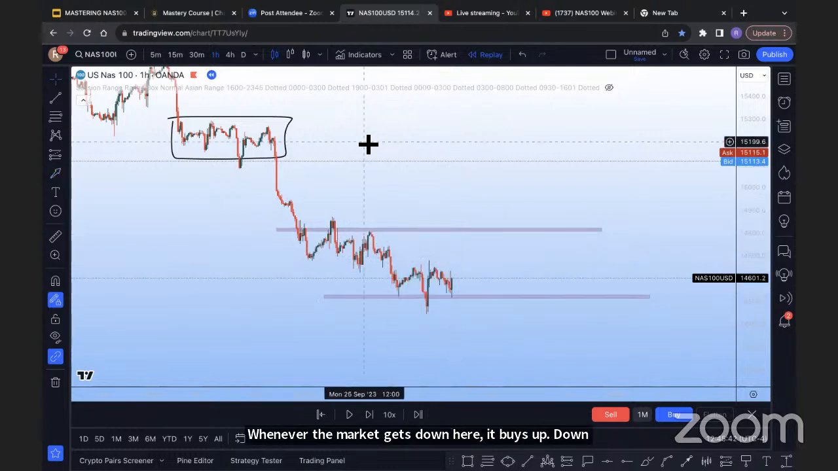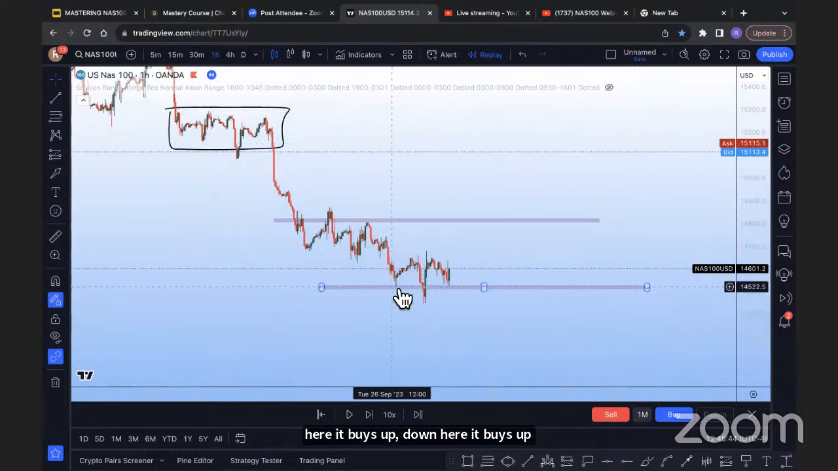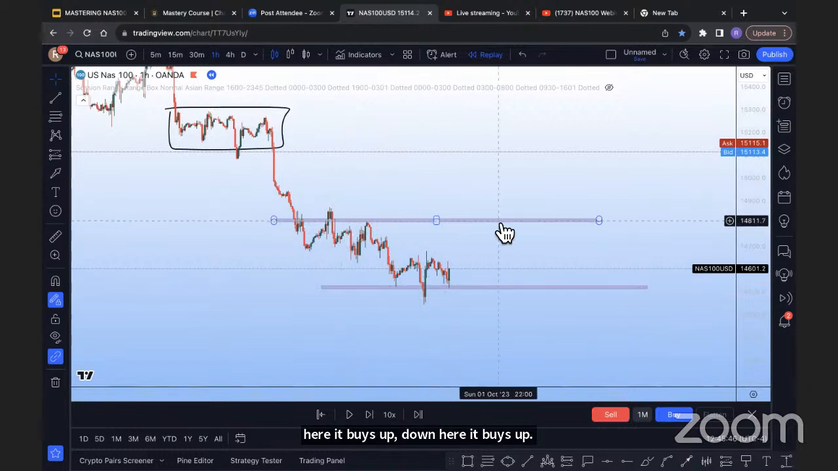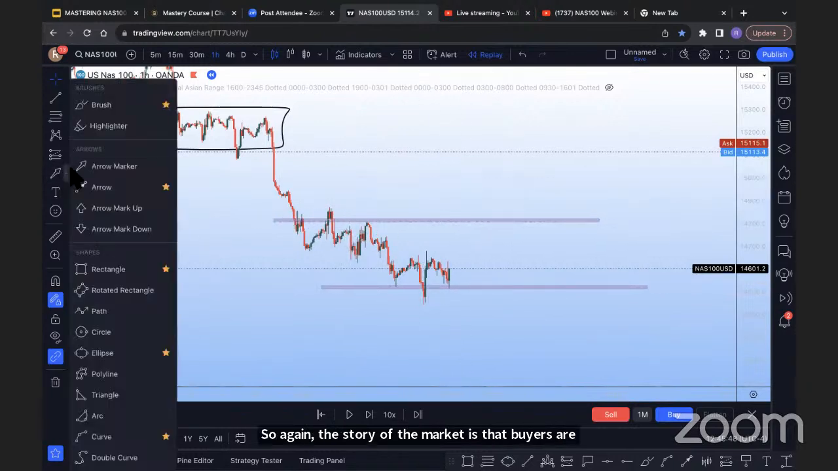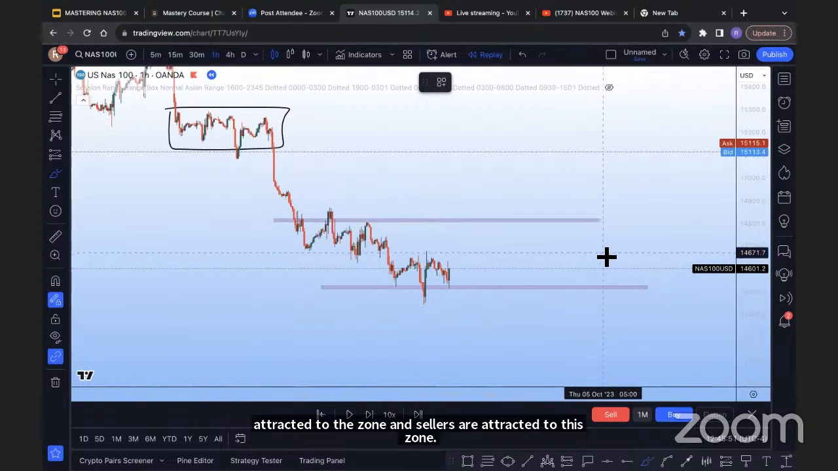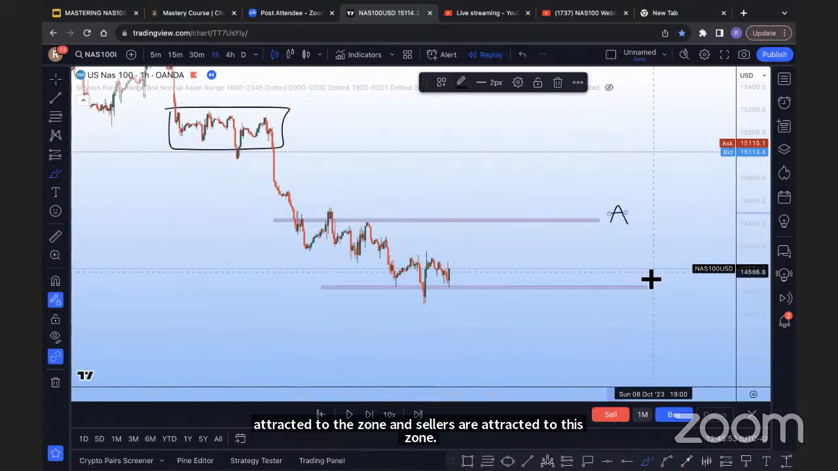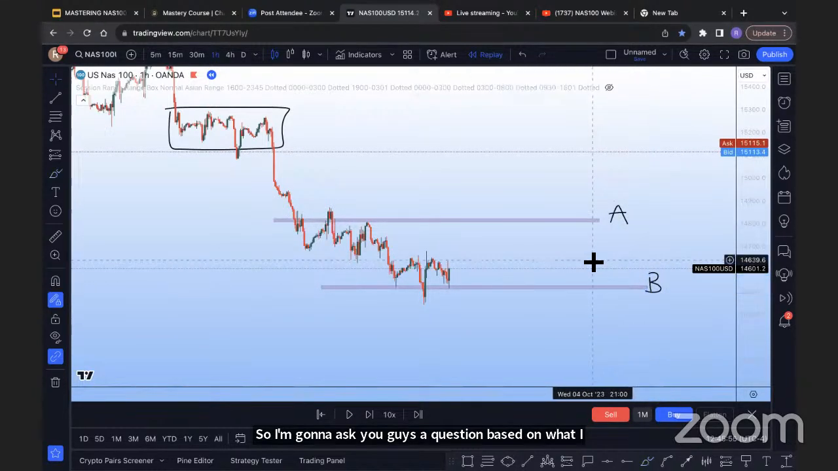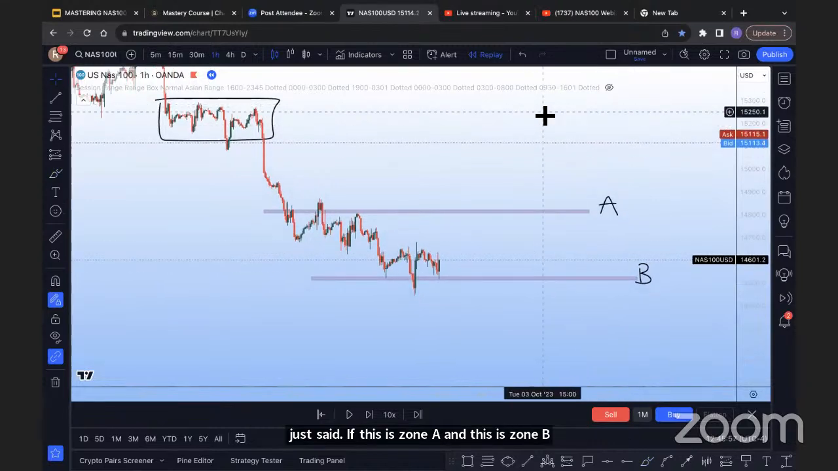So again, the story of the market is that buyers are attracted to this zone and sellers are attracted to this zone. I'm going to ask you guys a question based on what I just said. If this is zone A and this is zone B, if I'm looking to sell this thing, where are institutional traders looking to sell? Zone A or zone B?